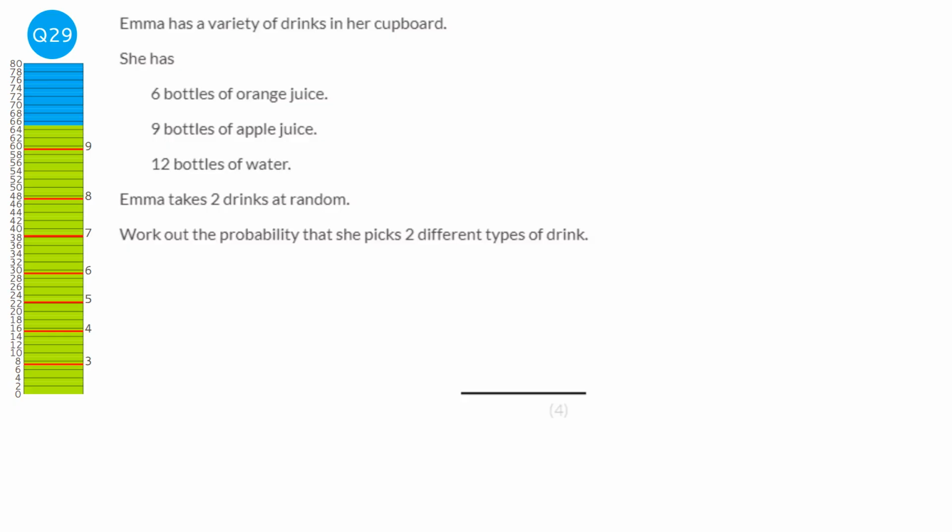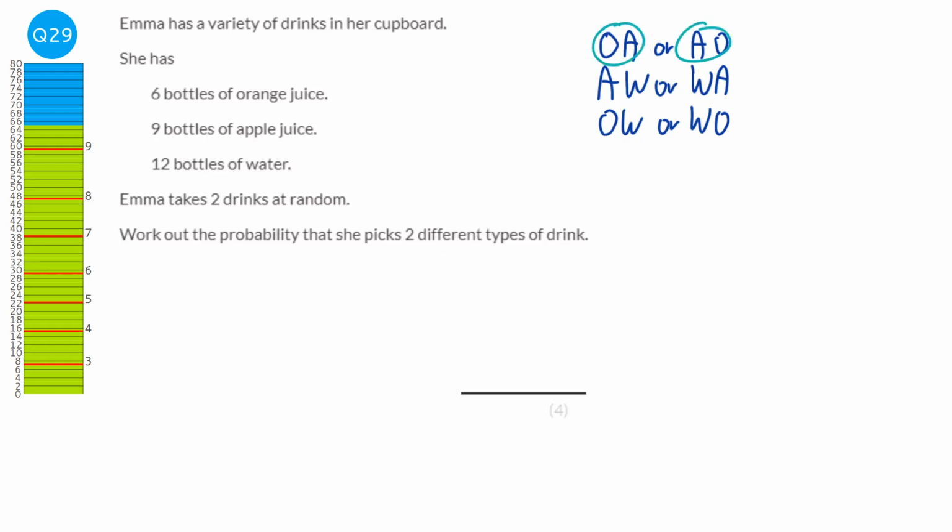We're going to start by working out what outcomes will give us two different types of drink. So we could have OA or AO. We could have AW or WA, and we could have OW or WO. Now what we notice really when we do this is that OA gives us the same probability as AO, same with AW and WA, same with OW and WO. So we're going to just ignore the right hand side ones, and we're just going to focus on the left hand side ones.